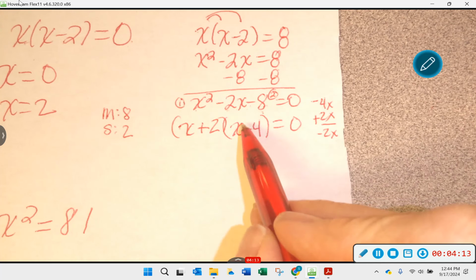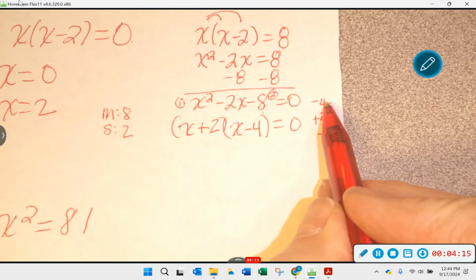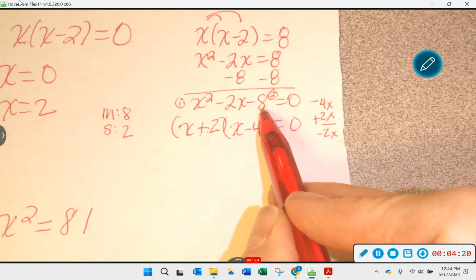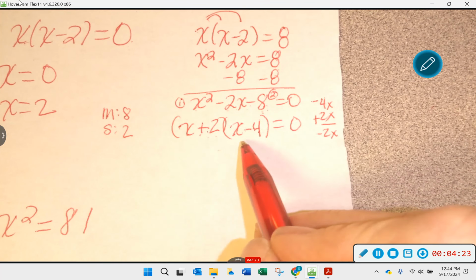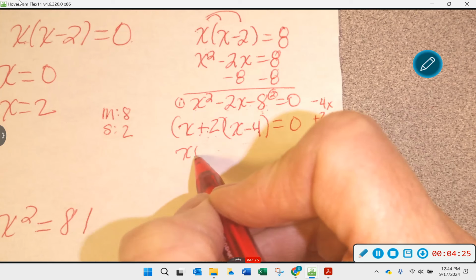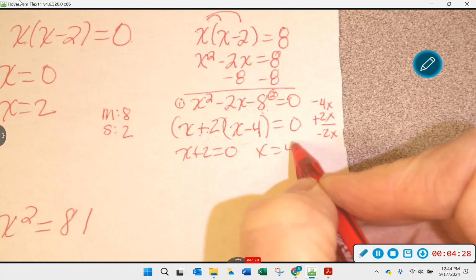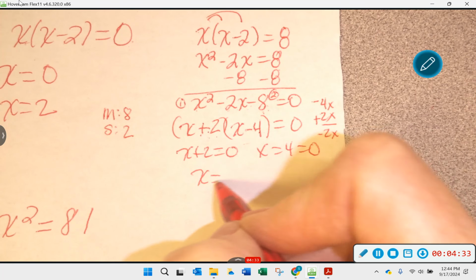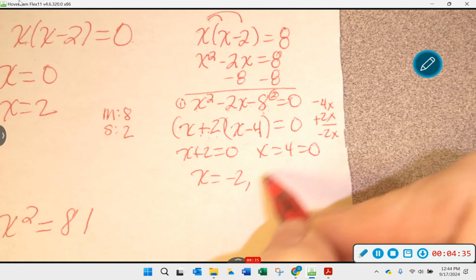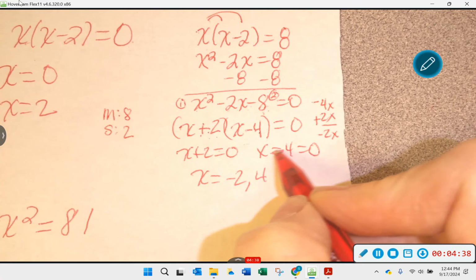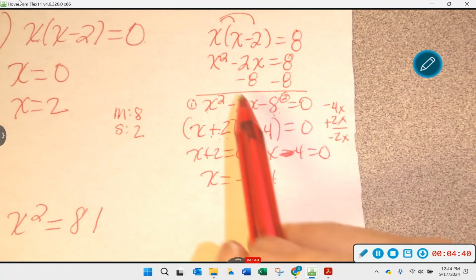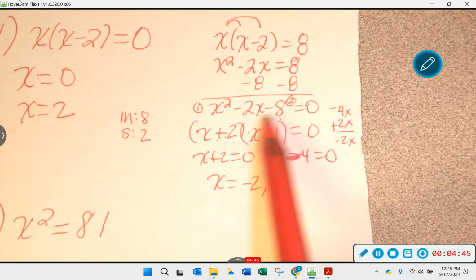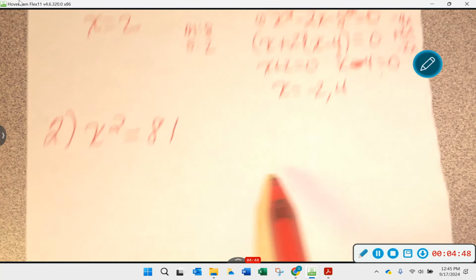I can double check it. x squared minus 4x plus 2x and minus negative 8. And so that is equivalent. It's all about being equivalent. And so now we're going to set each of the factors equal to 0. And so what would the solutions be here, you guys? Negative 2 and 4. That's minus. So the key on this is it has to be equal to 0. If it's not, you have to get it set equal to 0 and solve it.